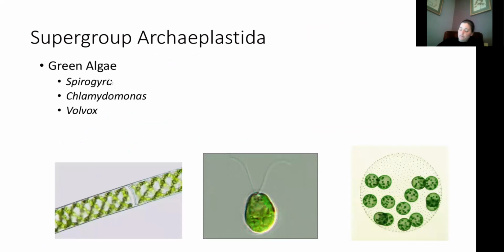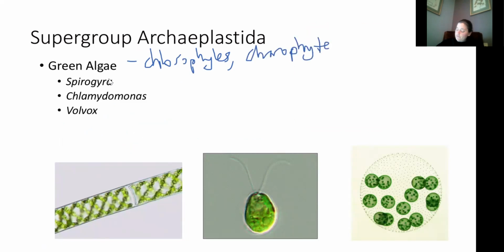The other algae are the green algae. The green algae are called chlorophytes and charophytes. So the charophytes are the ones that are more similar to land plants, so we're not going to talk about them so much here. We're mainly focusing on the chlorophytes, which are green. Lots of chlorophyll in these, which is why they appear green. Again, very similar to land plants.